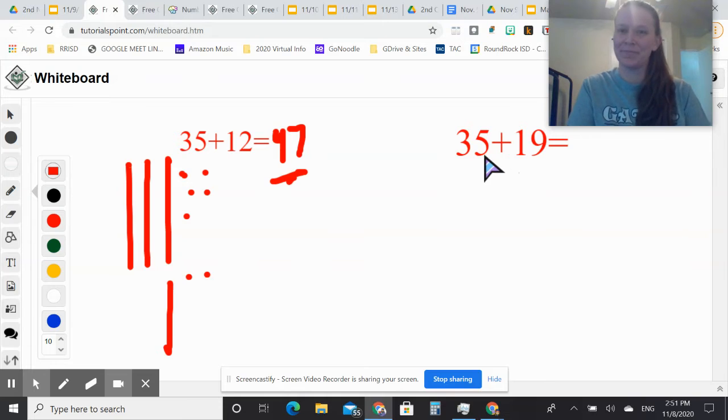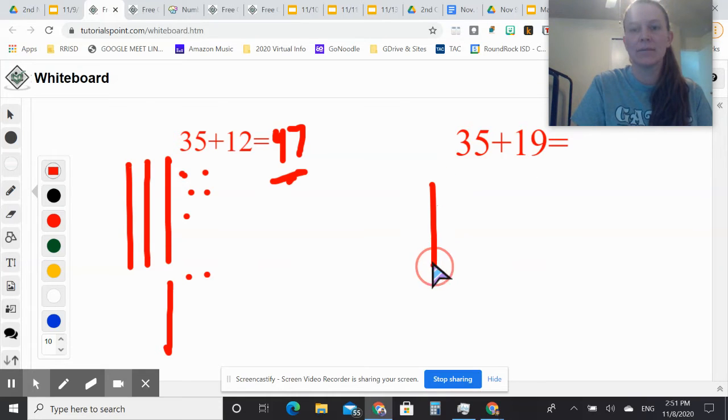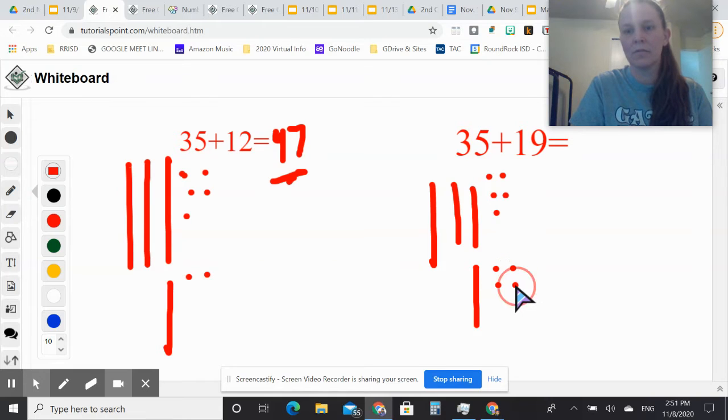Now let's look at this one, 35 plus 19. So again, I'm going to make my tens and ones: 3 tens and 5 ones. I'm going to double check: 10, 20, 30, 31, 32, 33, 34, 35. And then 19 is 1 ten and 9 ones: 1, 2, 3, 4, 5, 6, 7, 8, 9. Always double check. Now I'm going to go count them up.